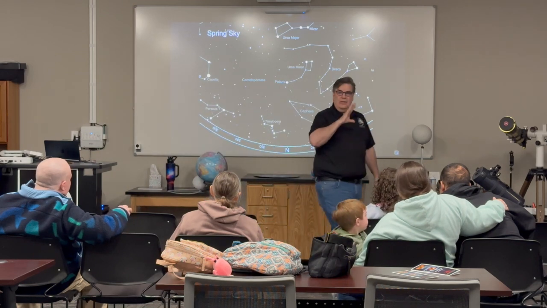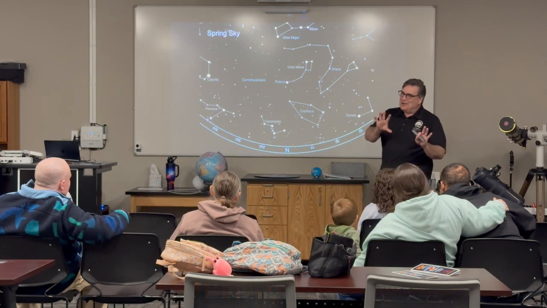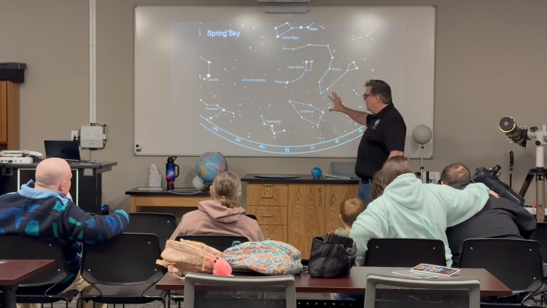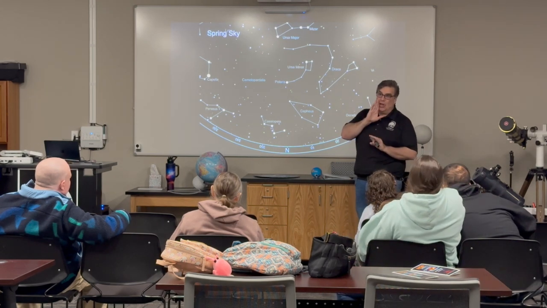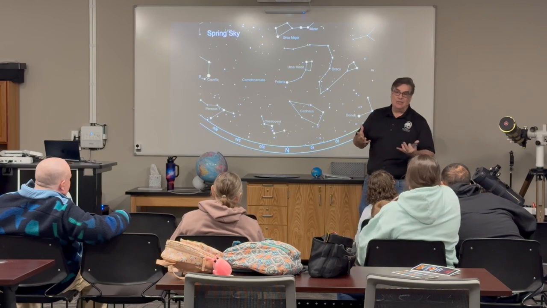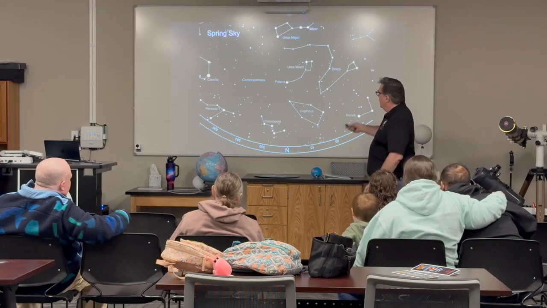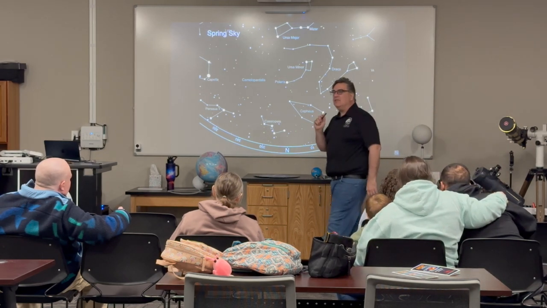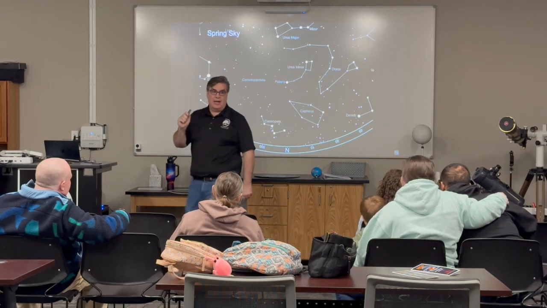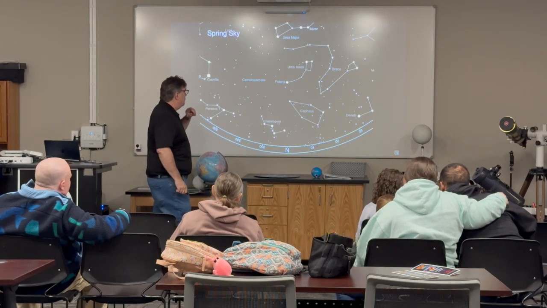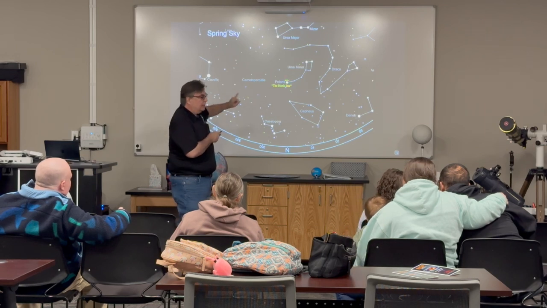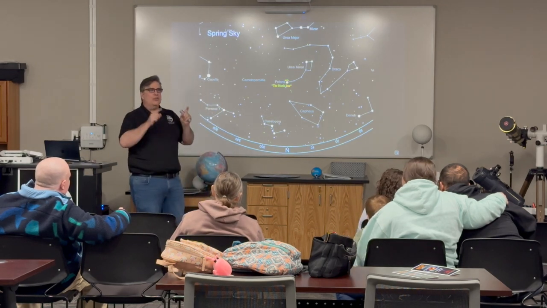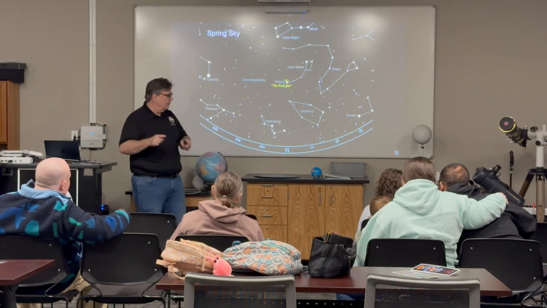Now, something that might surprise you is that the North Star is not only not the brightest star in the sky, it's not even close. It's the 49th brightest star in the sky. The North Star is famous because of its position in the sky and what it's been used for hundreds of years. The North Star is very, very close, not exactly, but very close to the North Celestial Pole.